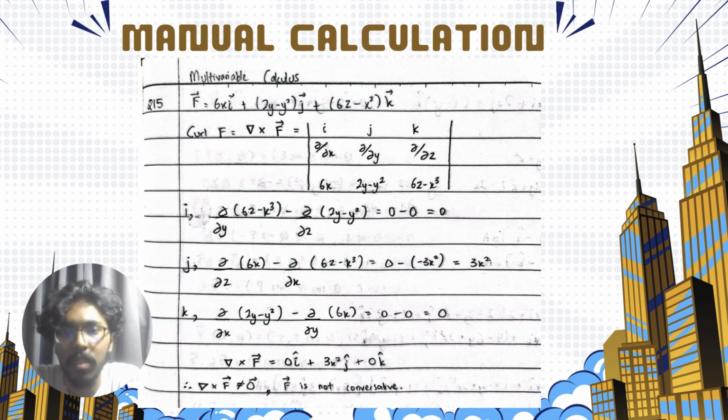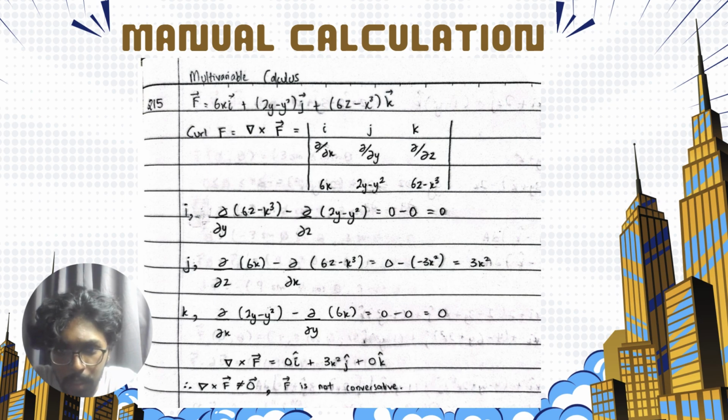This is the manual calculation for question 15. The easiest way to check if the vector field is conservative or not is to calculate its curl. Here is the formula for the curl, nabla cross the vector field. I identified each value under components i, j, and k. For component i, we take the derivative of R with respect to y minus the derivative of Q with respect to z, which gives us 0.